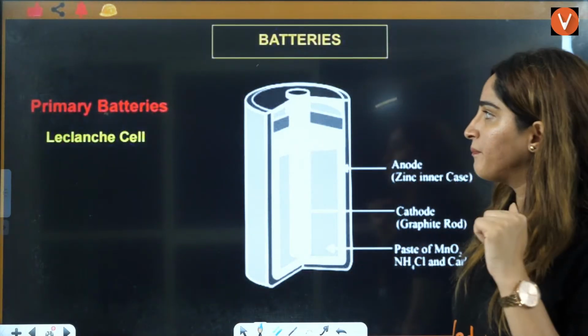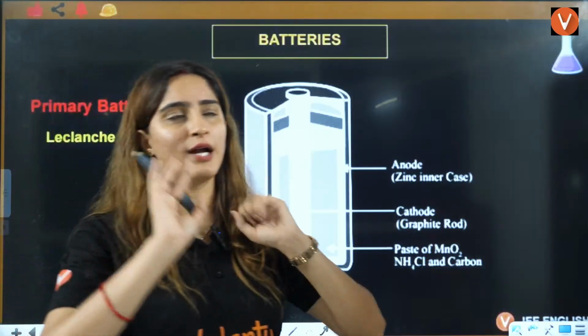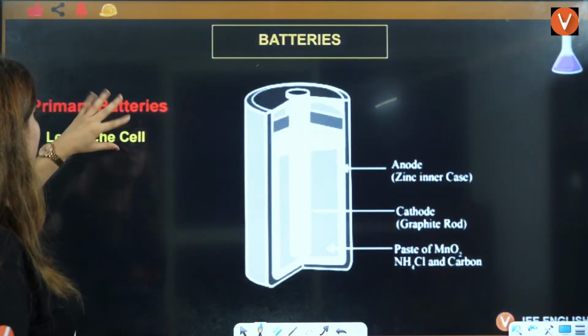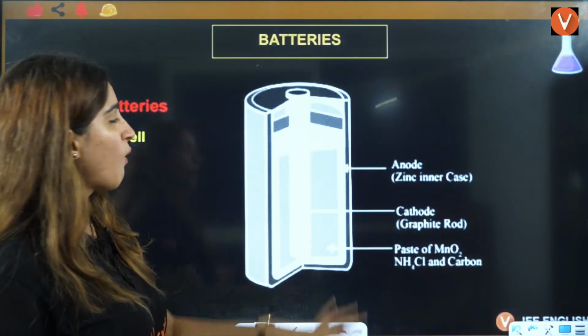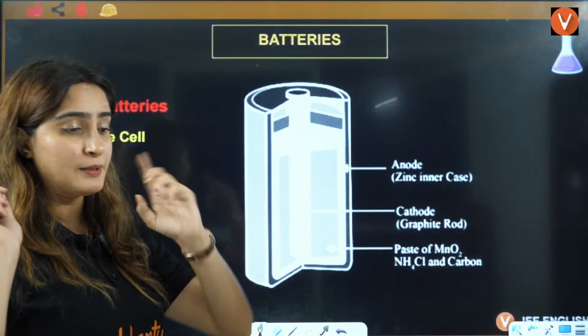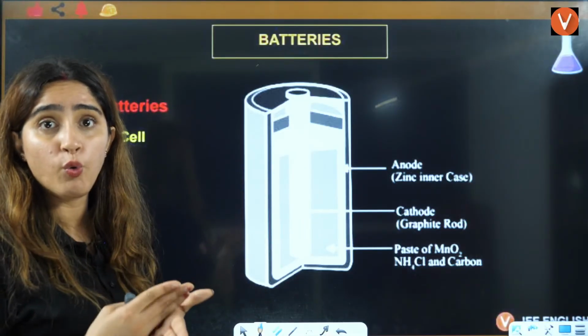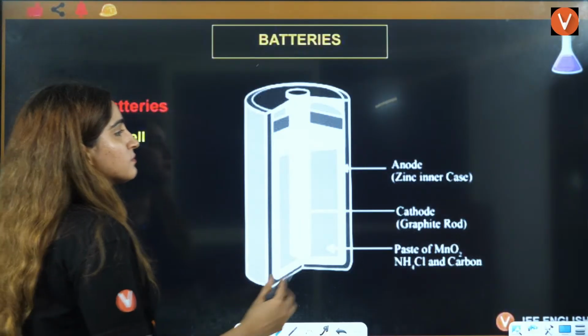Then there are primary batteries. Secondary batteries are reusable. That also I'll tell you. First is primary batteries like Leclanche cell. All these separators are still okay, but anode and cathode reactions are the most important thing that you need to learn, right?